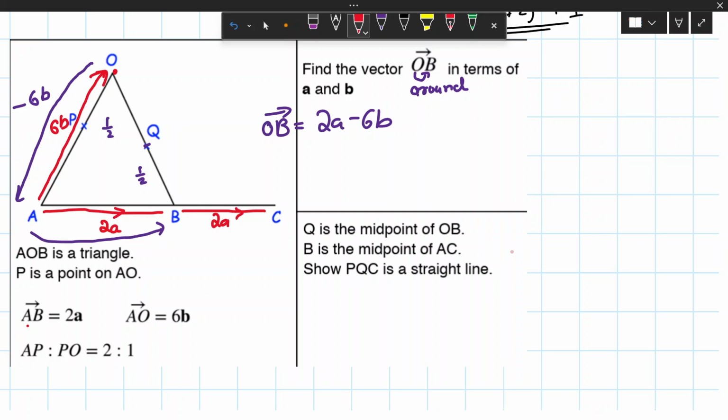Now, if you want to show something is a straight line, so let me say we have P, Q, and C. This is a basic technique in vectors: if you want to show 3 points make up a single line, you take the first two pieces and you show that PQ is parallel to QC. So first let's find what is PQ.